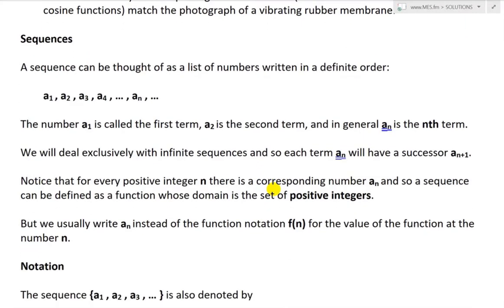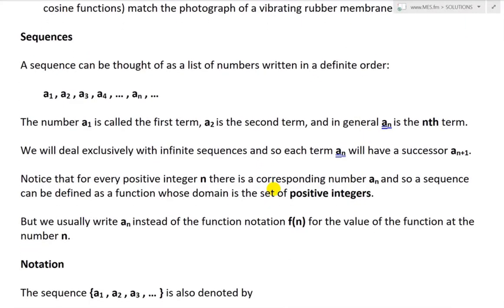Sequences. A sequence can be thought of as a list of numbers written in a definite order. So it's an ordered list: a1, a2, a3, a4, all the way to an, and so on. But we're going to be dealing with infinite sequences, so I'll get to that in a bit. The number a1 is called the first term, a2 is the second term, and in general, an is the nth term. We will deal exclusively with infinite sequences, and so each term will have a successor, a(n+1).